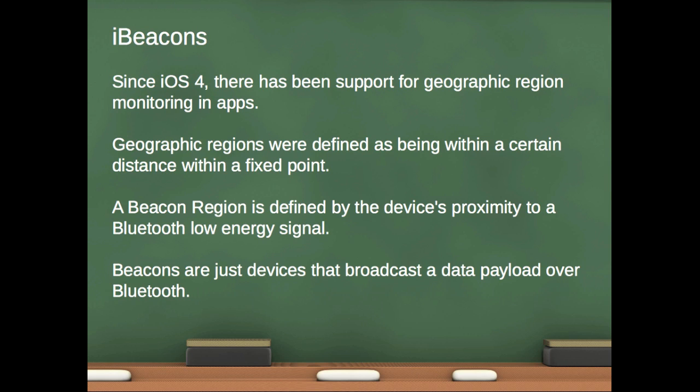So, iBeacon, what is it? Well, we've had geographic region information since iOS 4. Geographic regions were defined, and are still defined, as being a circle. It's a region defined as being within a certain distance from a fixed point. The distance is the radius of the circle. The point is the center. A beacon region is slightly different from that. A beacon region is defined by the device's proximity to a Bluetooth low energy signal. So what's a beacon? A beacon is really just a device that broadcasts a data payload over Bluetooth.